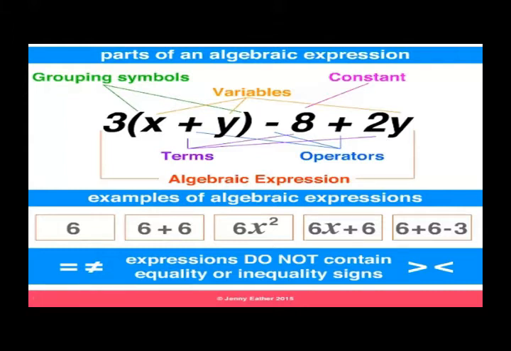There are some other examples of algebraic expressions, like 6 plus 6, 6x square, 6x plus 6, 6 plus 6 minus 3. They are all examples of algebraic expressions. A very important point which you will keep in your mind is that expressions don't contain equality or inequality signs. Means in an algebraic expression we never see an equality sign. Equality sign means equal or is not equal to. Same, we will not find any less than or greater than sign, means inequality sign. So you will keep this important point in your mind.